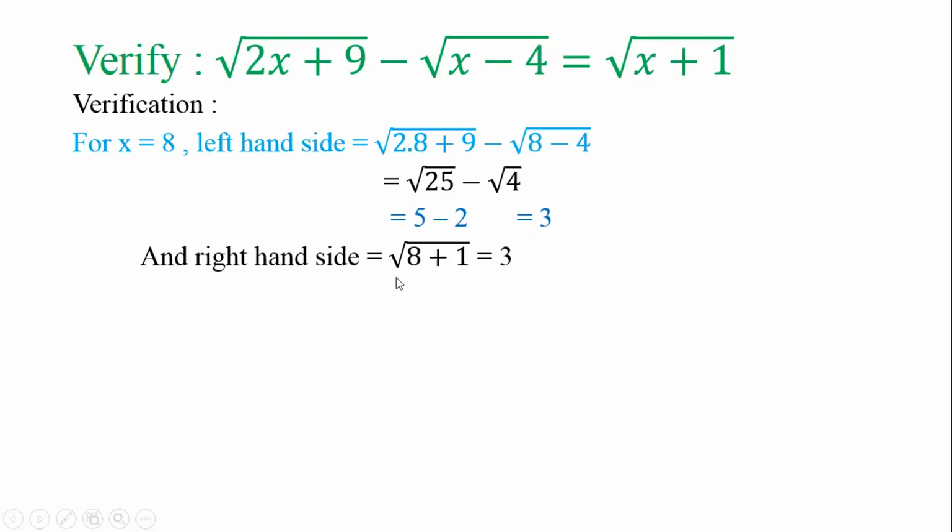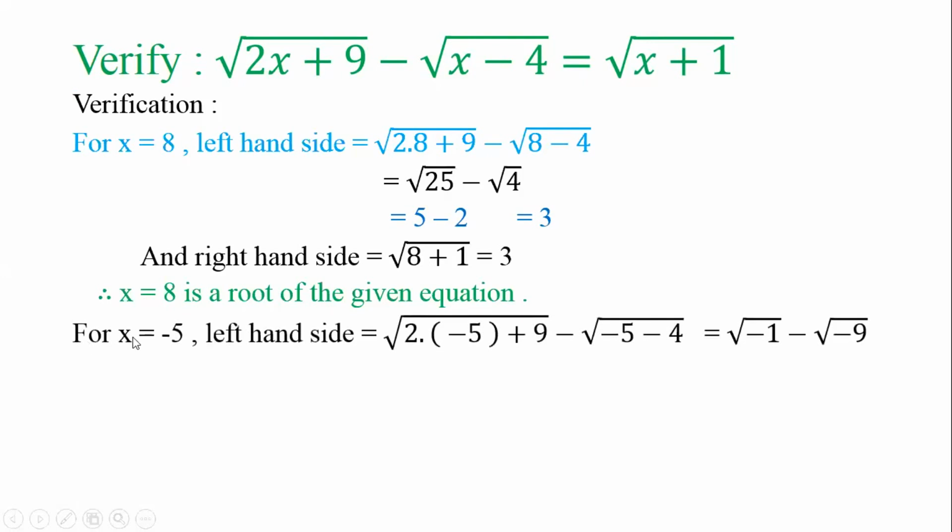And right hand side, if we put the value 8, then we get 8 plus 1. 8 plus 1 means 9. Root over 9 equal to 3. So x equal to 8 is the root of the given equation.